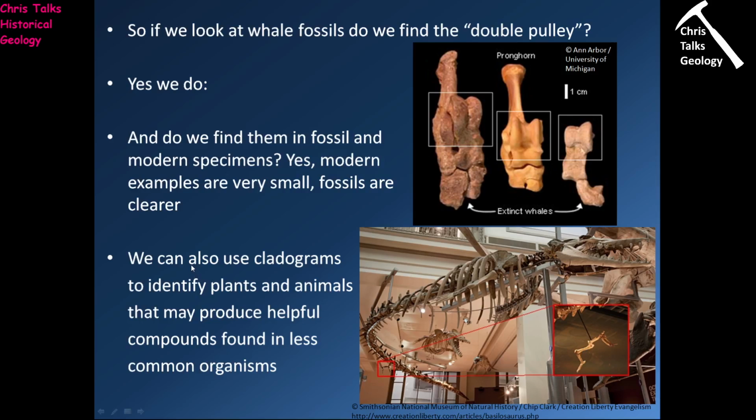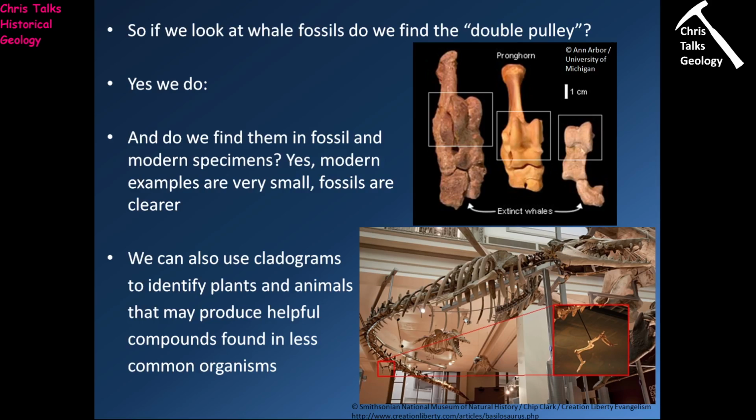So another good use for cladograms is we can use it to identify plants and animals that may produce helpful compounds found in less common organisms. So for instance, if you go into the rainforest and you find a plant and you suddenly find that plant has the capacity to cure some kind of disease, well then obviously that's something you want to try and get to the general public. However, let's say the plant in question is extremely rare. And so it's very, very difficult to be able to get enough of the plants to produce the medication in the kind of quantities you require.